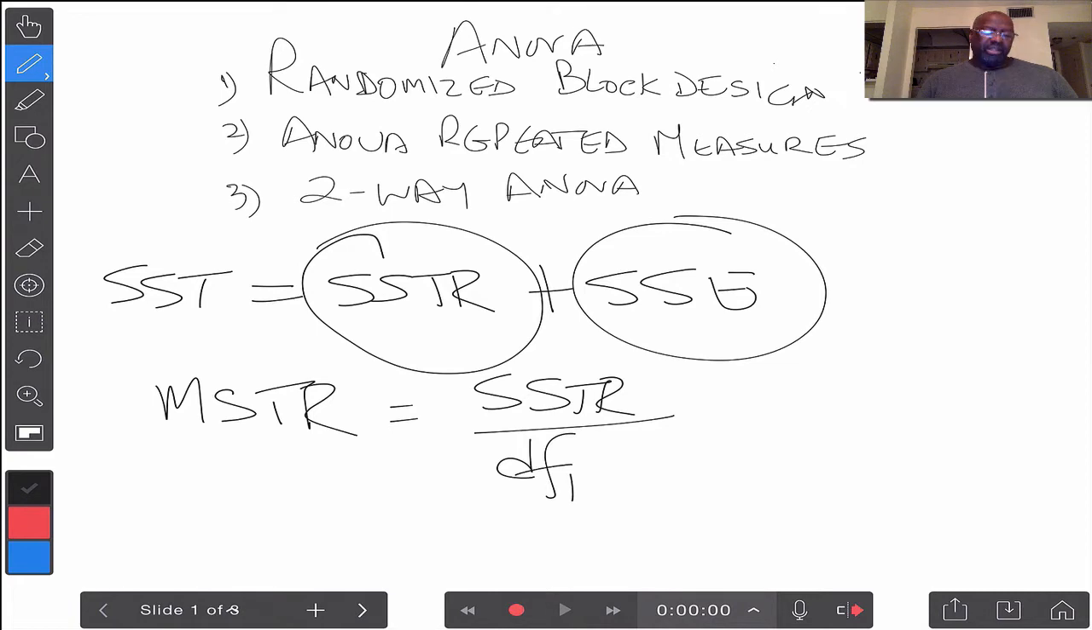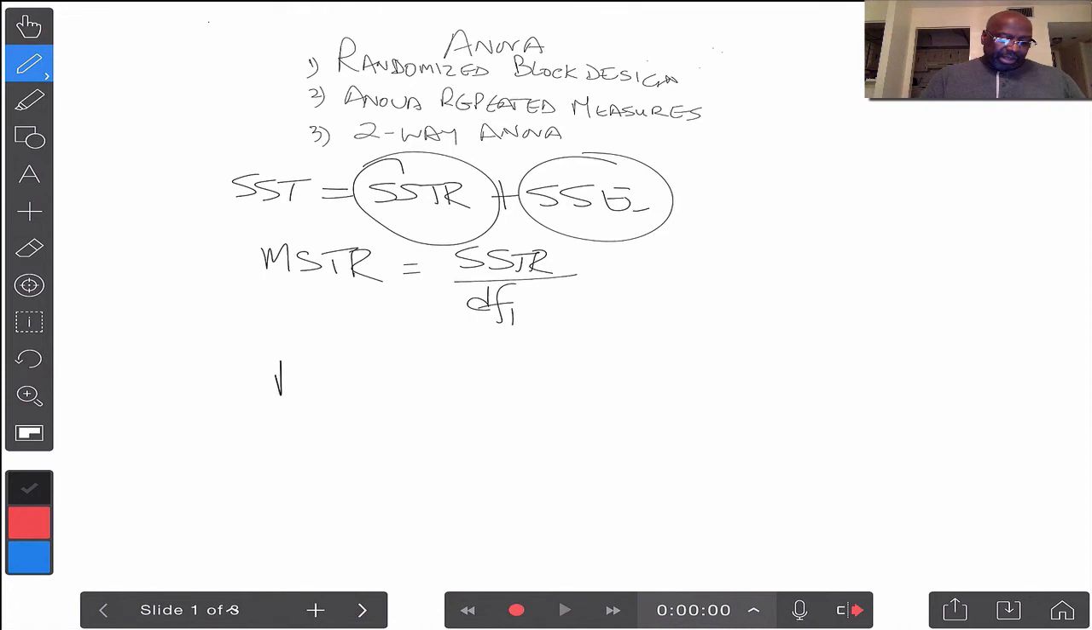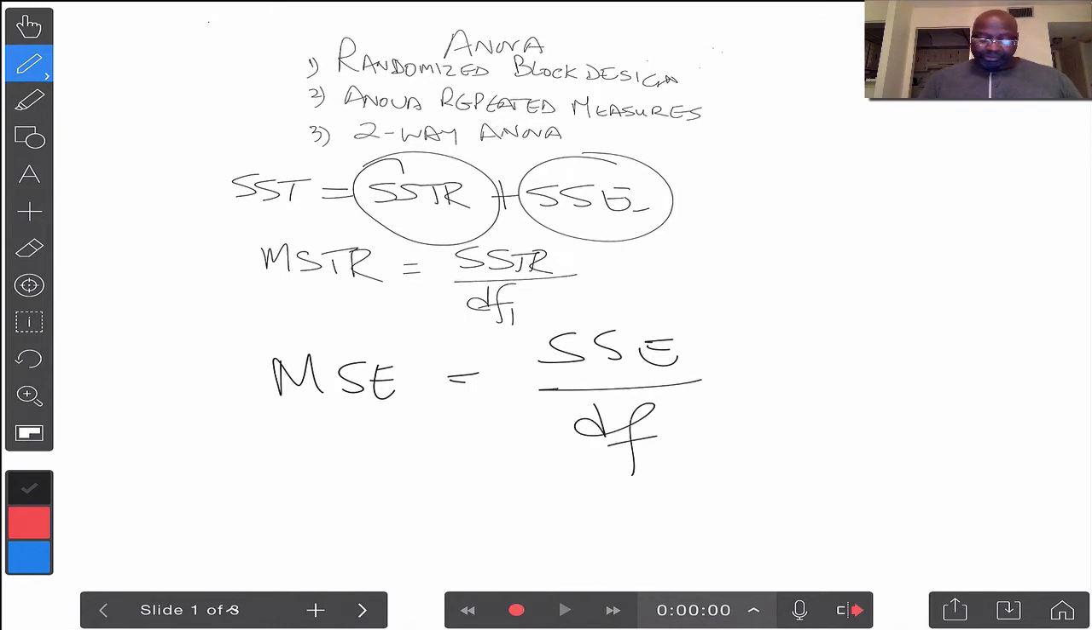Let's just call it, in this case, dF1, because that would be the numerator. And recall that we showed a variance is sum of squares divided by degrees of freedom. If we now do the same thing for the error term, then we get MSE, which is the mean squared due to the error, which will just be sum of squares due to the error, divided by the denominator degrees of freedom.